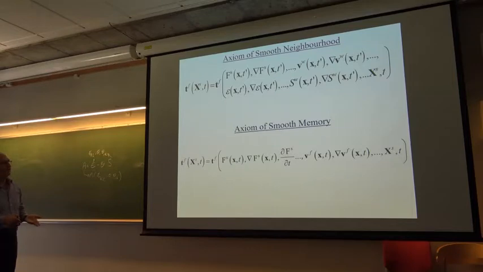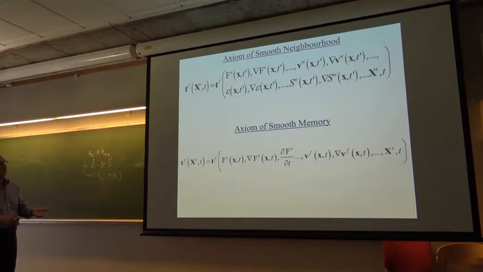Now, as you know, the gradient of motion is related to a strain tensor. The time derivative is the velocity of motion. The derivative of velocity is the deformation rate tensor.